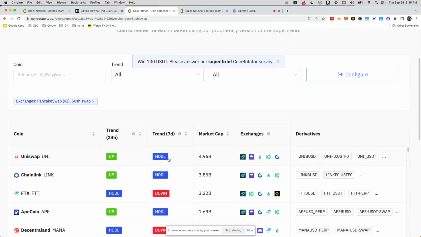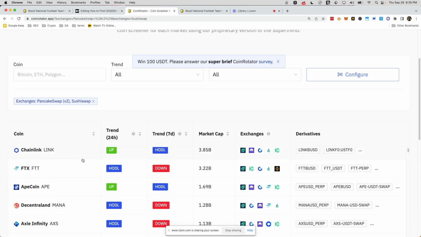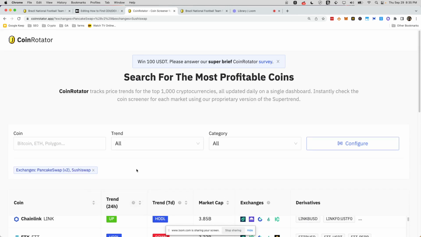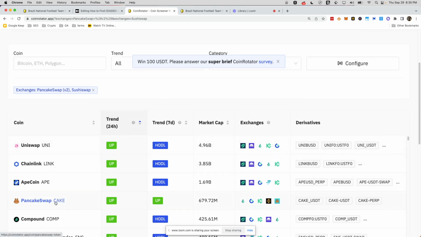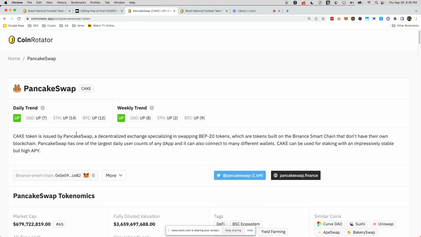So now we can see a list of coins on PancakeSwap and SushiSwap. Currently, Uniswap is a bit stronger against ETH and BTC. Chainlink is pretty popular. Ape is also up. But one coin in particular I've had my eye on is Pancake. Pancake is in a relatively fresh uptrend. It's only been in this state for 7 days now.